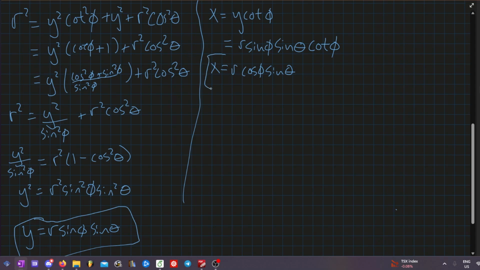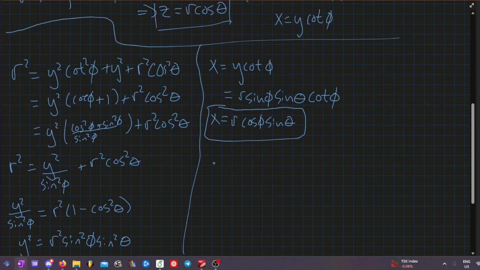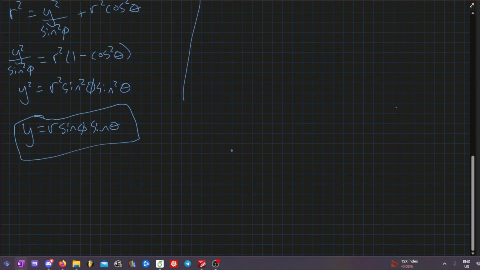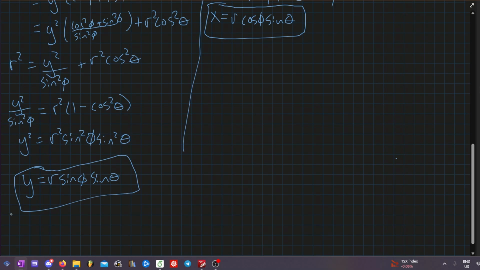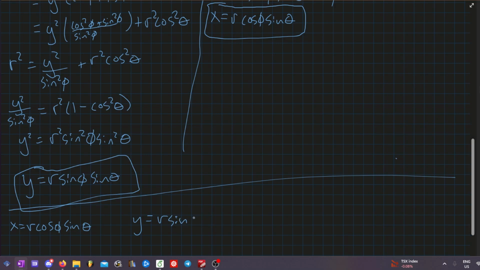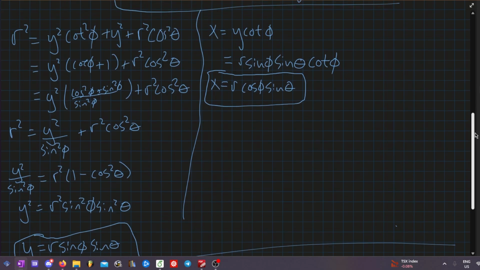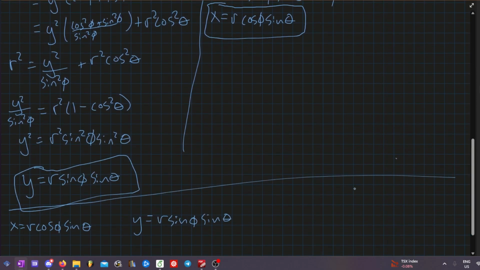And now we have all three in terms of only the spherical coordinates. So I'm going to write those all down here. We have x equals r cos phi sine theta, y equals r sine phi sine theta, and z equals r cos theta.